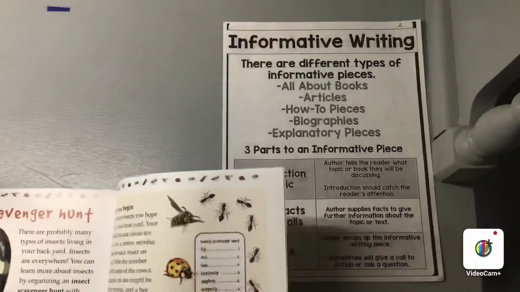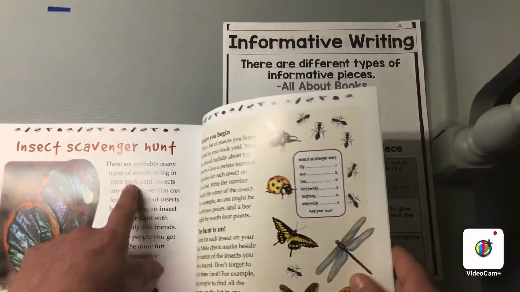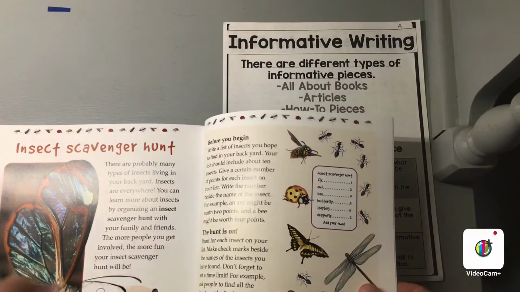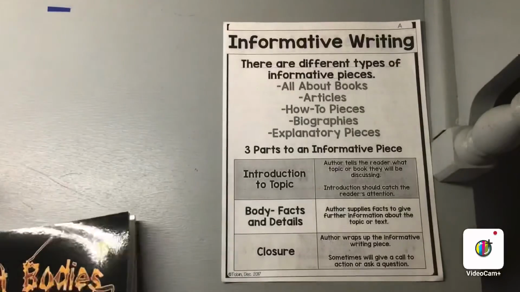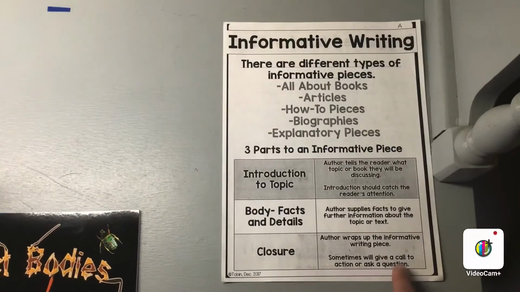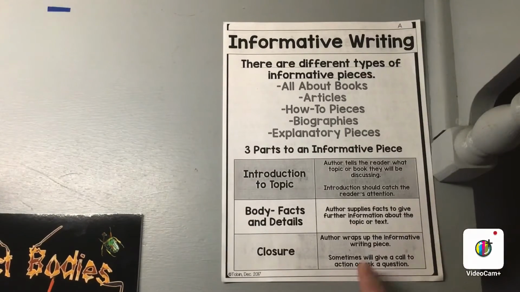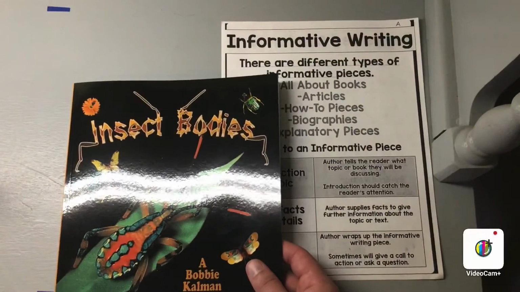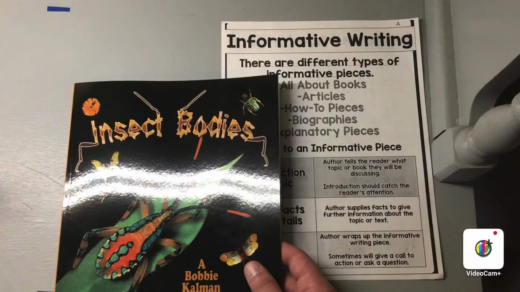And then at the very end, he's closing it up. So he's telling you, hey, look, you may have some insects in your yard, and I want you to go on a scavenger hunt. Just like we talked about our closure, sometimes they will give a call to action or ask a question. He's calling us to action. He's saying, go and see if you can identify some of those insect bodies that we talked about in the story.